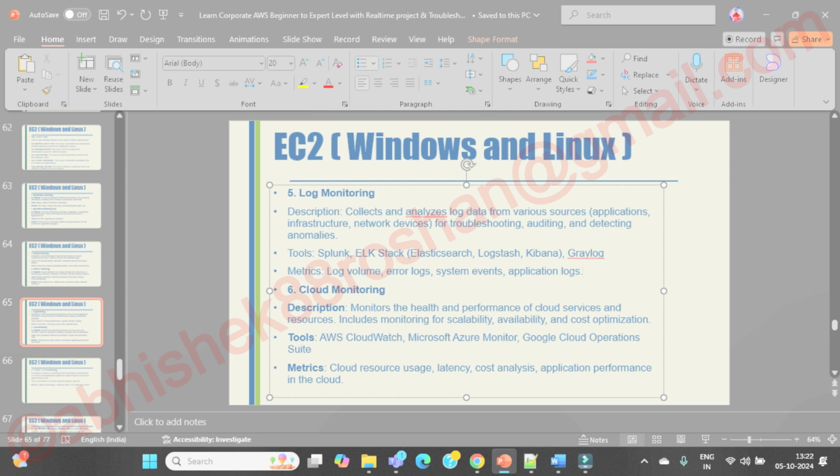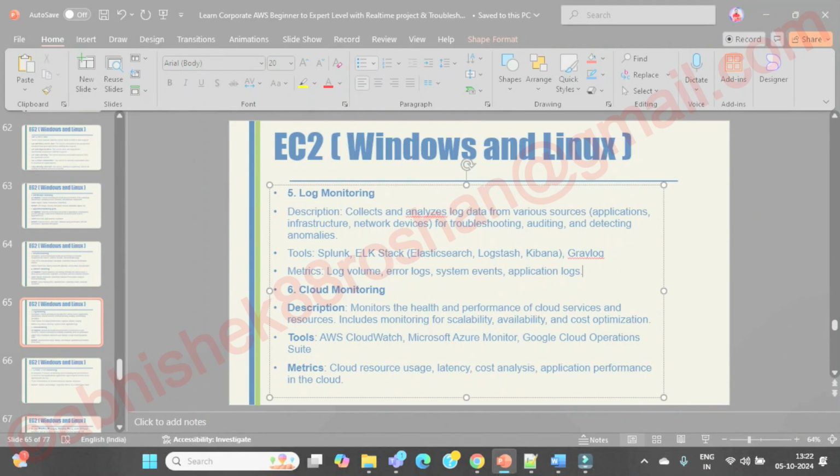EC2 is one of the services, right? CloudWatch is one of the services, right? S3 is one of the services, right? So there are different services, guys, and resources to monitor, including monitoring scalability, availability, and cost optimization. Why is this important?